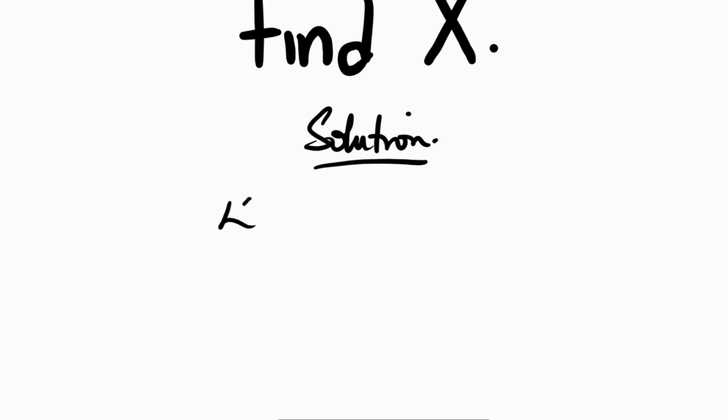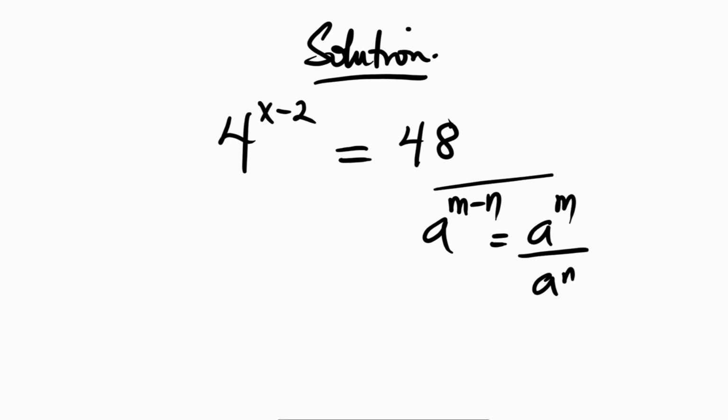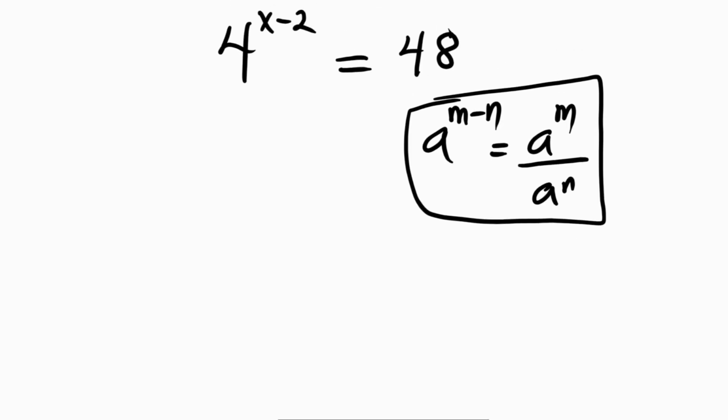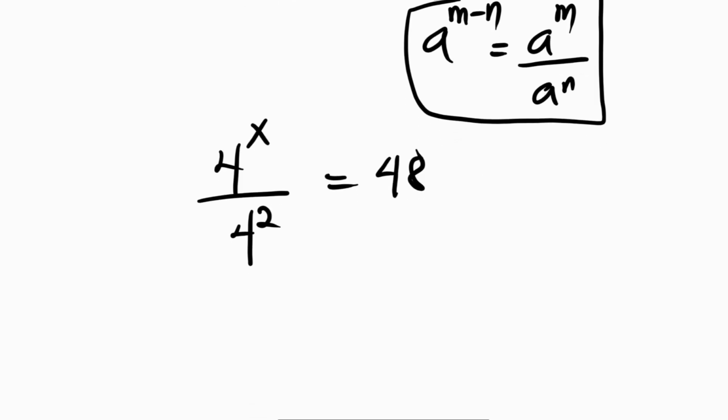So we have that 4 raised to power x minus 2 is equal to 48, right? So right off the bat, from the left hand side, we know that a raised to power m minus n is equal to a raised to power m over a raised to power n. Okay, so let's apply that to the left hand side of the equation. So left hand side now becomes 4 raised to power x divided by 4 raised to power 2, right, equals 48. At this point, we can cross multiply.